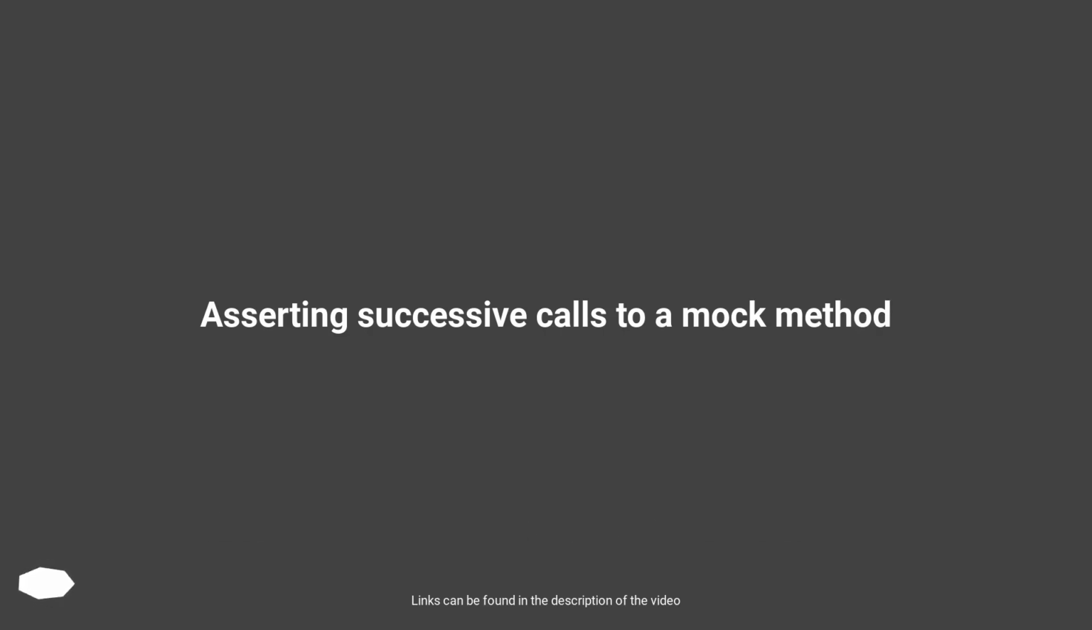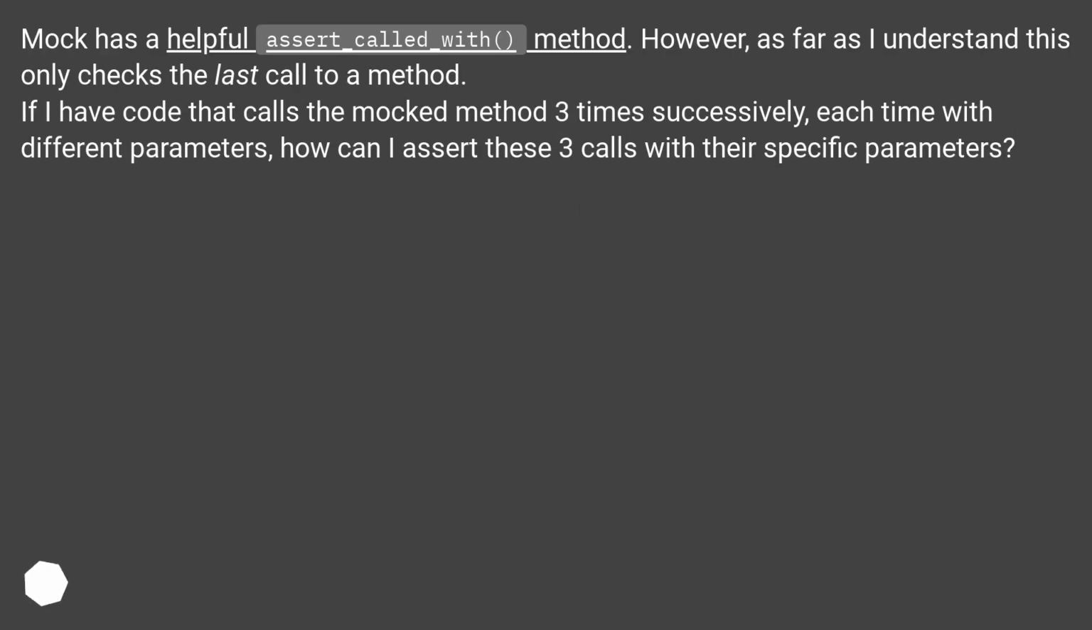Asserting successive calls to a mock method. Mock has a helpful assert_called_with method. However, as far as I understand, this only checks the last call to a method. If I have code that calls the mocked method 3 times successively, each time with different parameters, how can I assert these 3 calls with their specific parameters?